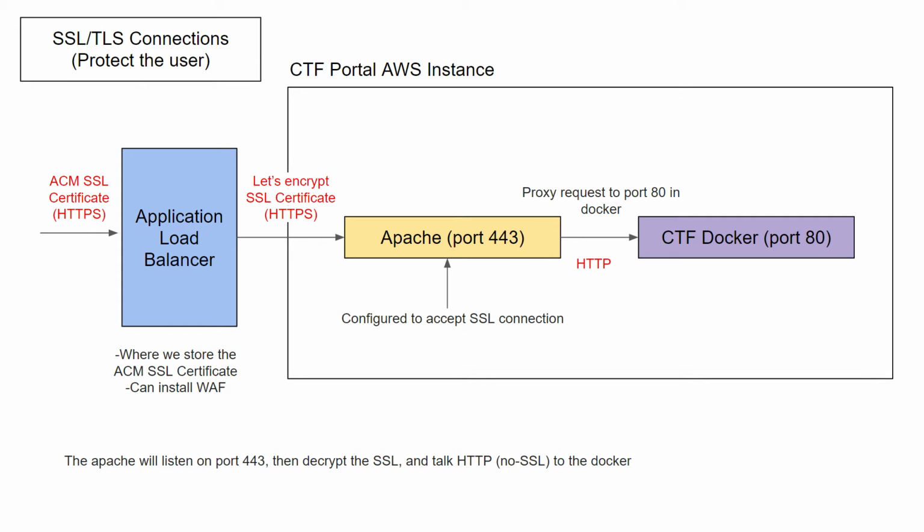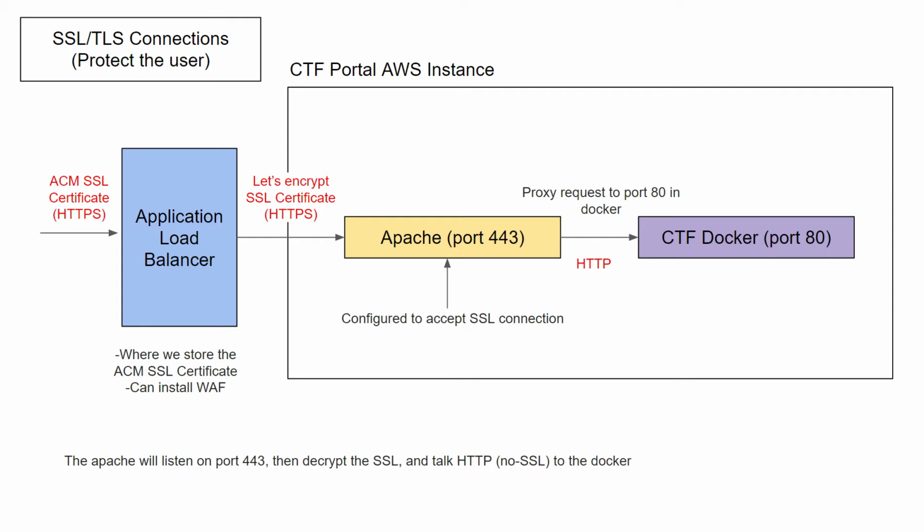As you can see here, this is what we will be configuring. Right now, on this CTF portal AWS instance, we already have the CTF Docker installed, but it's only listening on port 80. So if you want to install the SSL certificate, we need to install the Apache server and listen on port 443. At the same time, it needs to be configured to accept SSL connections. When it accepts the SSL connection, you can then proxy the request to port 80 in Docker, and that will be communicated via HTTP.